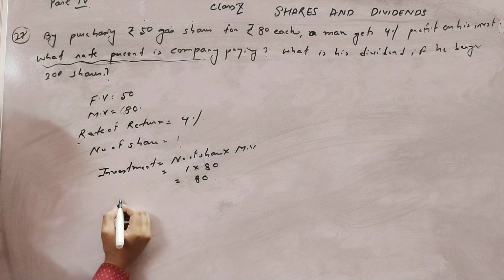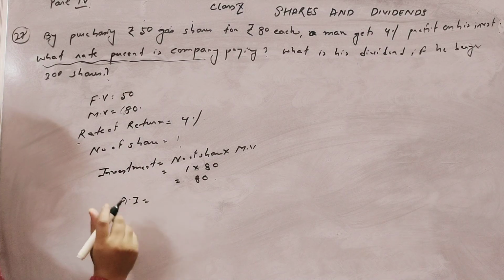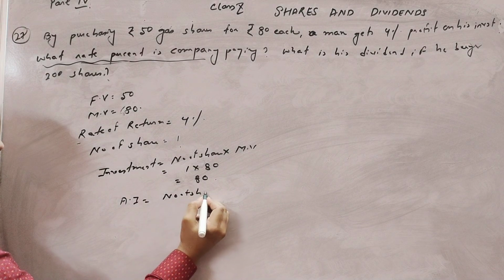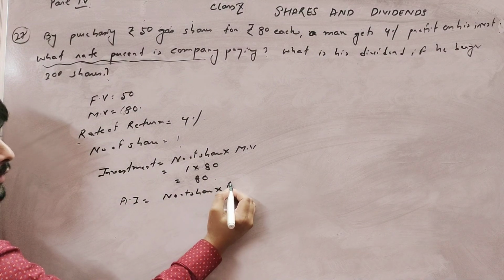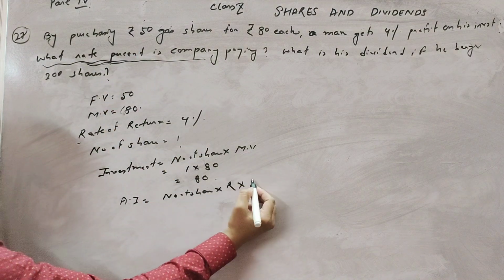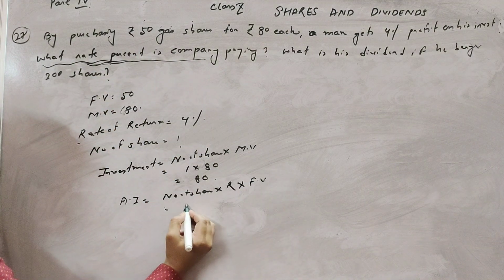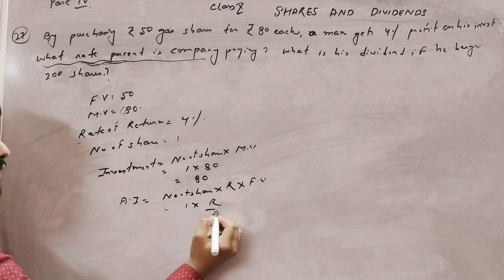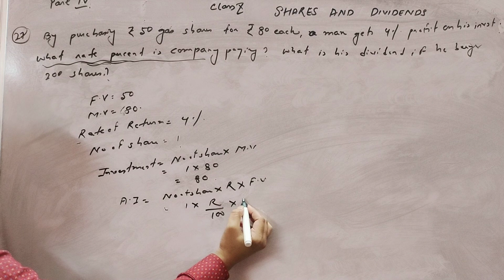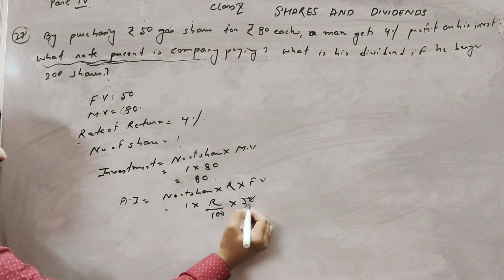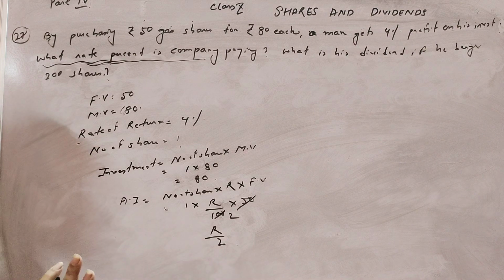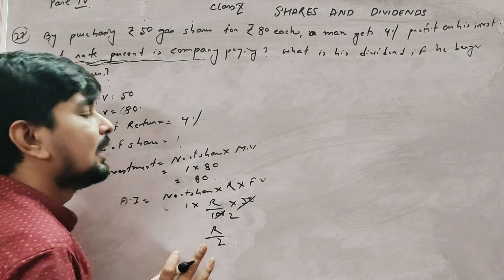Now we calculate the annual income. The annual income formula is number of shares into rate of dividend into face value. We don't have the rate of dividend, because the question asks us to find it. So the number of shares is 1, the rate of dividend is taken as R by 100, and the face value is 50. Cutting it down, we get annual income as R upon 2.